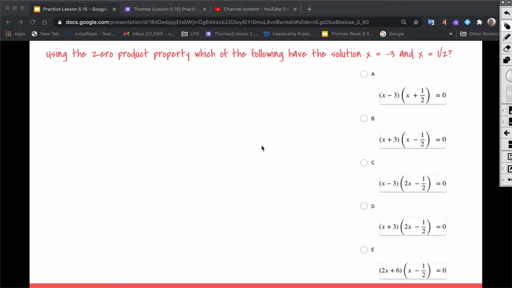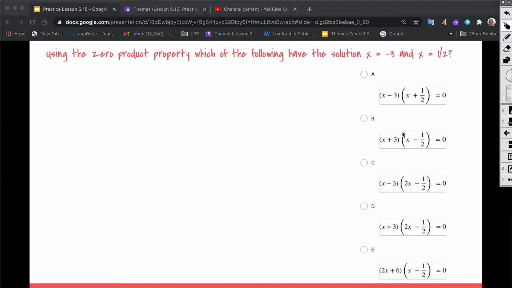All right, so for this question, it says using the zero product property, which of the following have the solutions x equals negative 3 and x equals 1/2? So x is equal to negative 3 and x is equal to 1/2. So we want to find out which of these products will have both x equal negative 3 and x equal 1/2 as a solution.